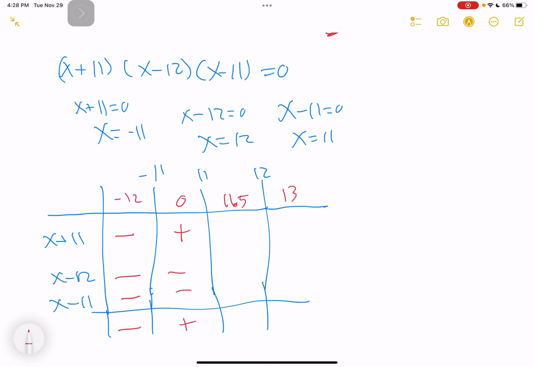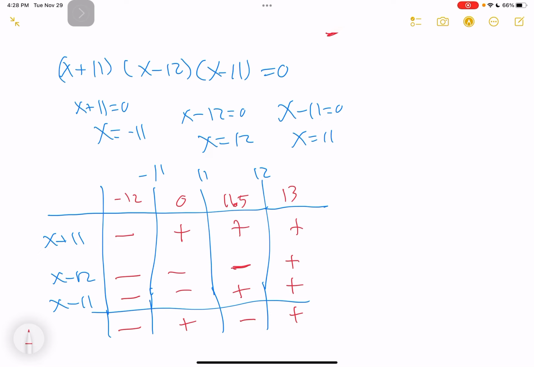Now we have 11.5. 11.5 plus 11 is positive. 11.5 minus 12 is negative. 11.5 minus 11 is positive. A positive times a negative times a positive is a negative. Finally, 13. 13 plus 11 is positive. 13 minus 12 is positive. 13 minus 11 is positive. So that's all positive.